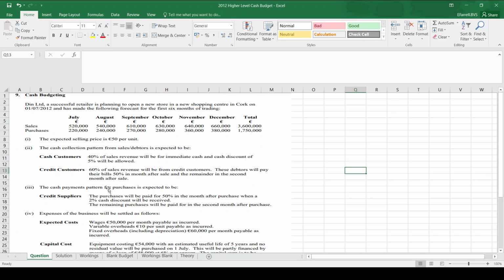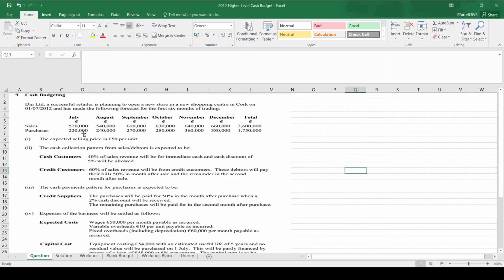What is the story of purchases? Whatever we purchase will be paid for 50% in the month after purchase. So we're paying for half of it a month later, but if we pay a month later, we're going to get a 2% discount. And the remaining purchases, the other 50%, will be paid for in the second month after purchase.